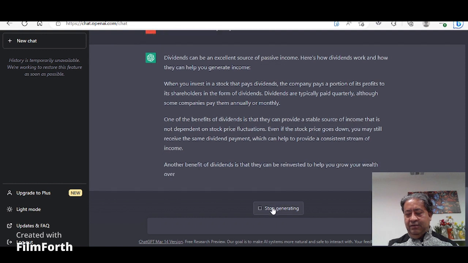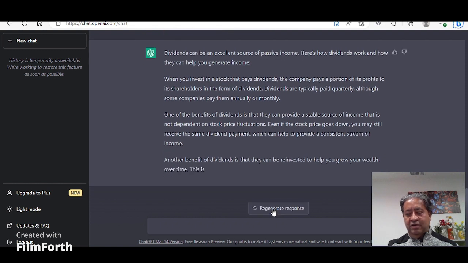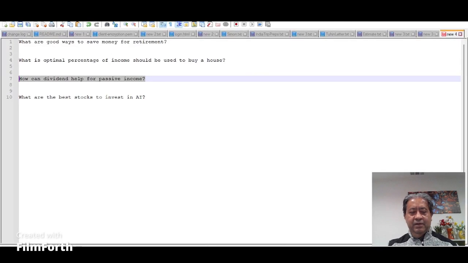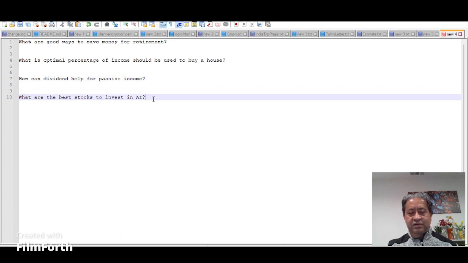And so on. You can also stop it from generating. Just click stop here, and ChatGPT will not generate any more answers. So let's go into another question, and after that we'll stop.